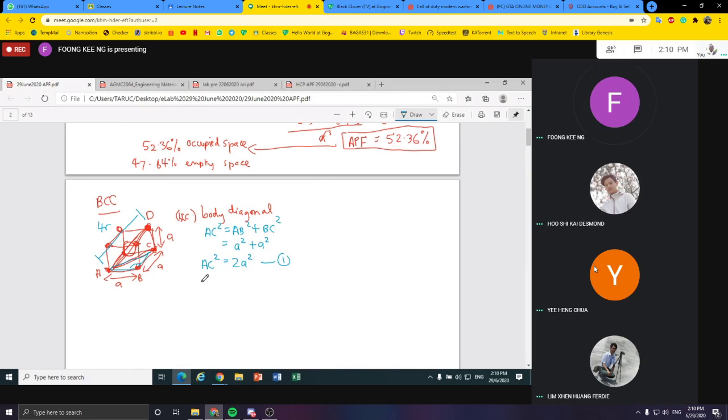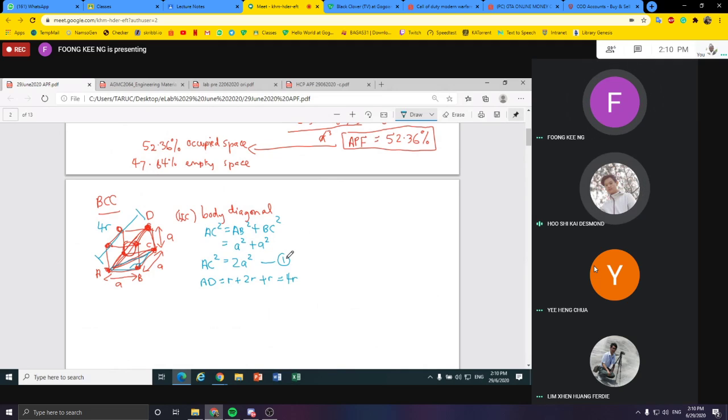AC is root 2A. What is AD equal to? AD is equal to R plus 2R plus R, correct? AD is here. This is AD here. How much? 4R. Okay?